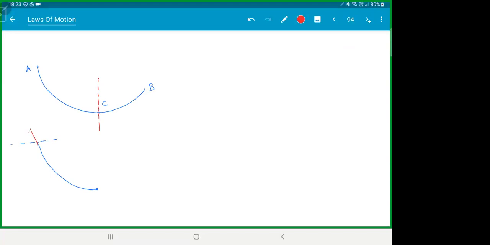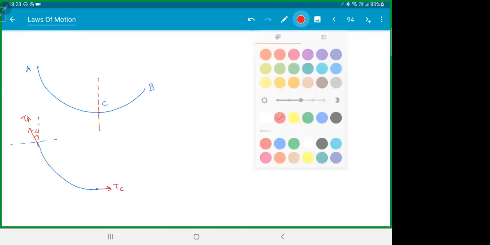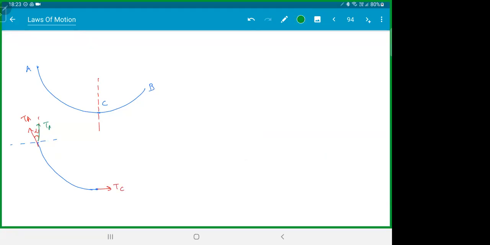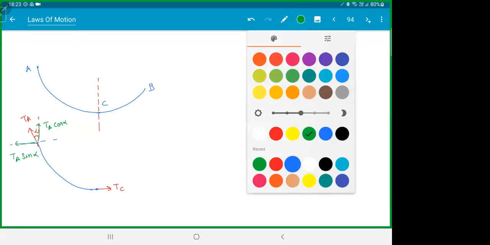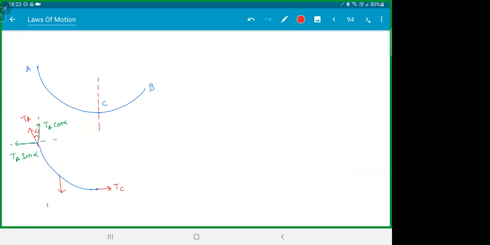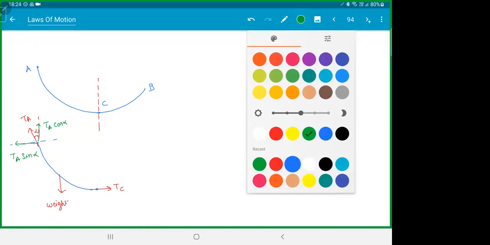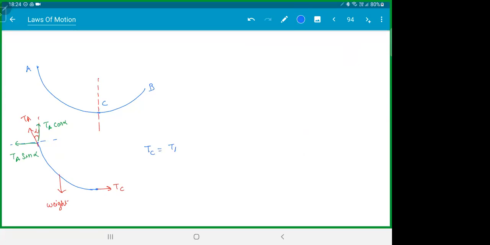So at point A, the tension will be TA. This is alpha. At this point, the tension will be TC. This is actually easy. So this vertical component will be TA cos alpha. This will be TA sine alpha. I don't know the weight, but weight will be somewhere down. That much I'm sure. I don't know how much is that. And I wouldn't care also because horizontally the forces should be balanced. So TC should be equal to TA sine alpha. TA's value, just put it there, you'll get the answer. Easy.